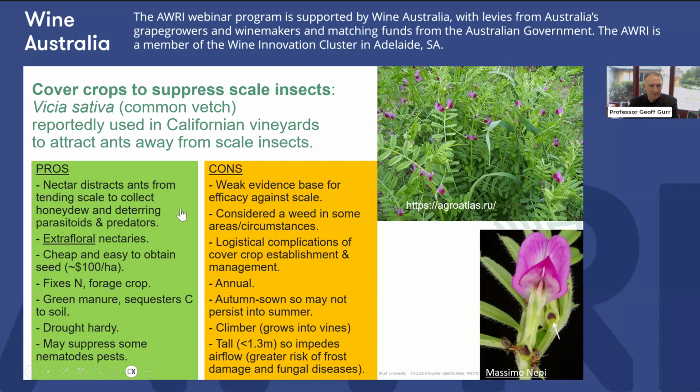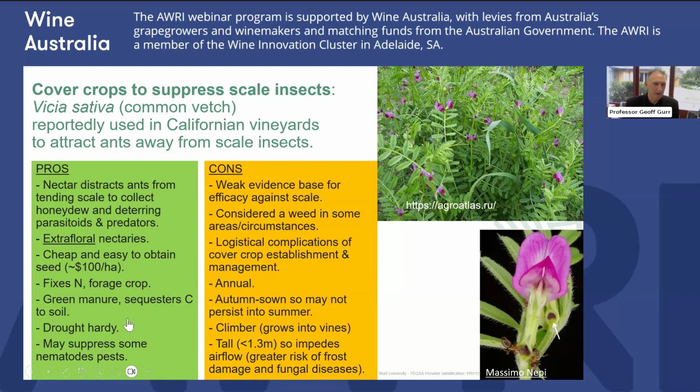So potentially there's a few pros attached to this approach. If we assume it works, certainly vetch is cheap and easy to obtain. It'll cost you about $100 to sow a hectare of this, very affordable. And it also fixes nitrogen. It can be used as a forage crop. It can be incorporated at the end of the season into the soil, and so it will sequester carbon from the atmosphere. It's drought hardy, and according to the literature, at least, it may suppress some nematode pests by the kind of compounds it releases from its roots, and also when it breaks down in the soil after incorporation.